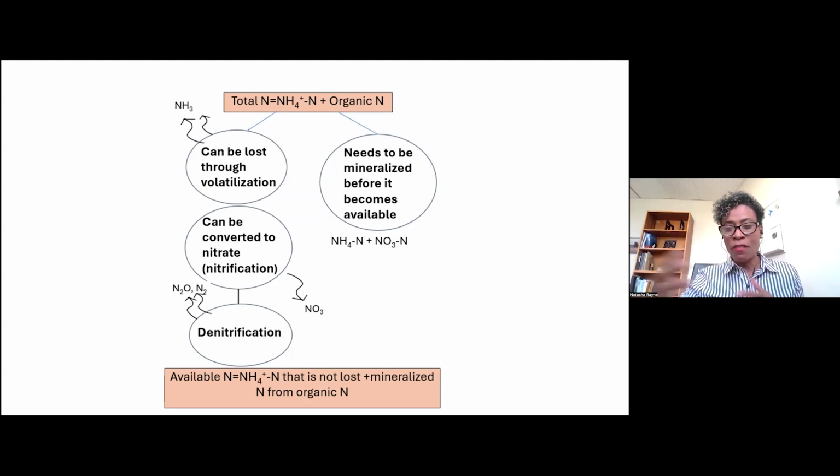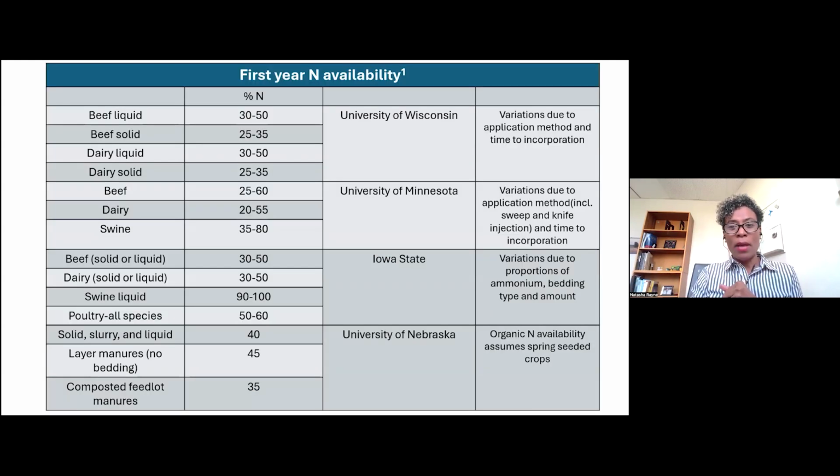It's hard to predict the environment. So when we're talking about available nitrogen, then we're talking about that ammonium nitrogen that is not lost, right? And that nitrogen that is mineralized from organic nitrogen. All right. So keep that in mind as we're going through this.